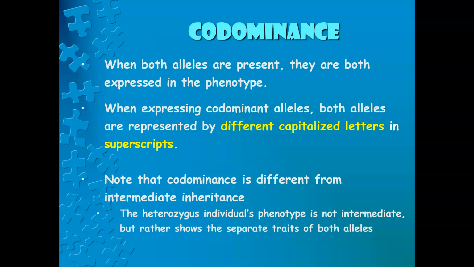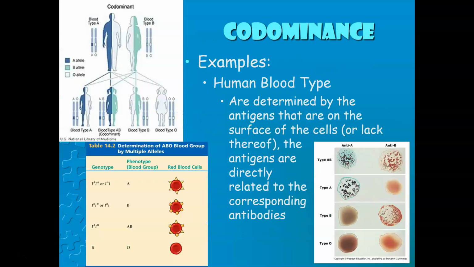So the heterozygote is not some intermediate in between a dominant and recessive like we just saw with the pink flowers. Rather, they're going to express both traits separately. So the best example that a lot of textbooks will use is talking about your human blood type. When we look at your blood typing, these are determined by antigens, proteins, markers on your red blood cells.